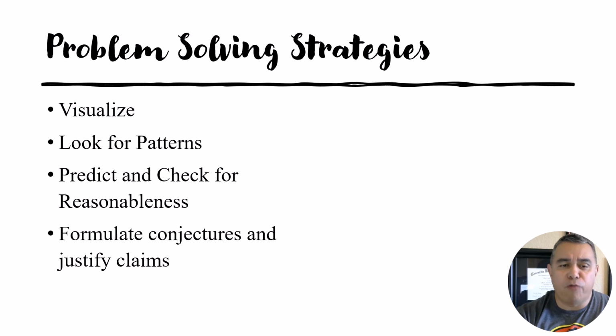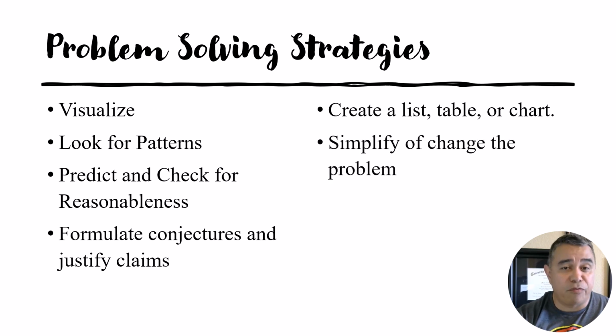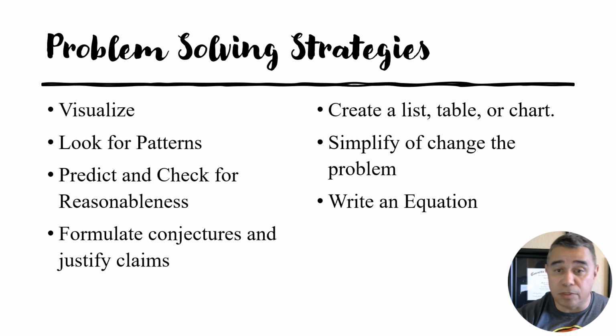They should be able to formulate conjectures and justify claims. They should be able to create a list, table, or chart to help them with this. Simplify, it should say simplify or change the problem to help them out. Or write an equation. All of these are valid. It doesn't mean you're going to use all of them in each problem, but you should encourage students to look at different ways of approaching it.